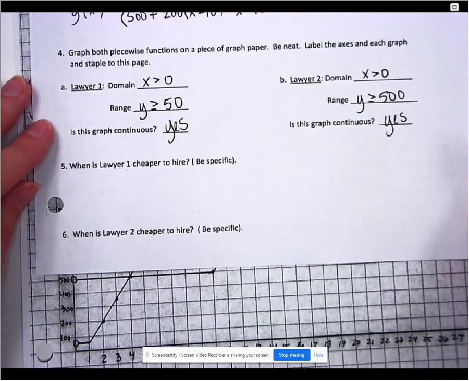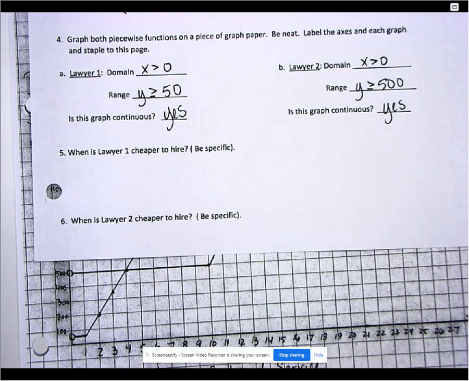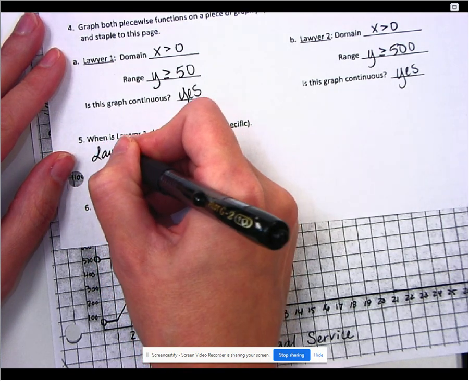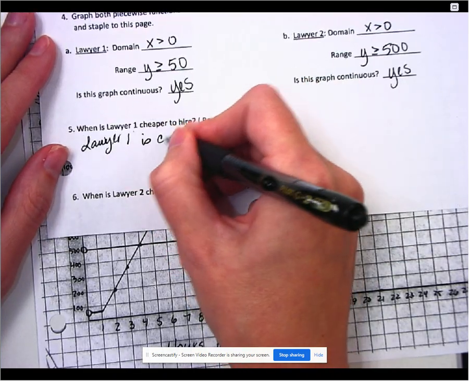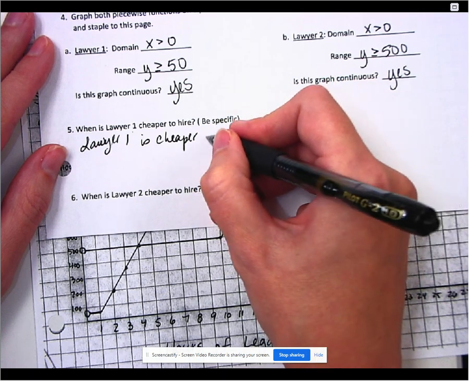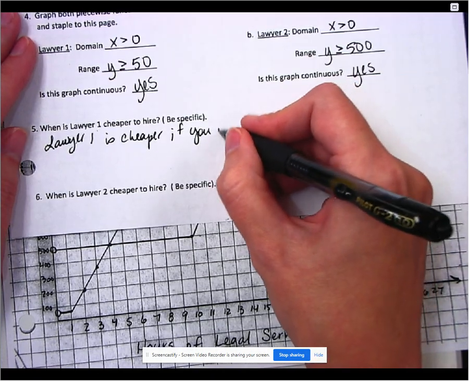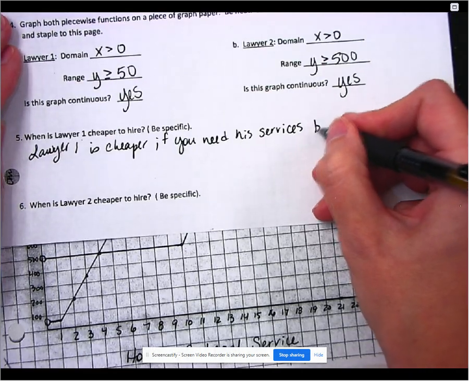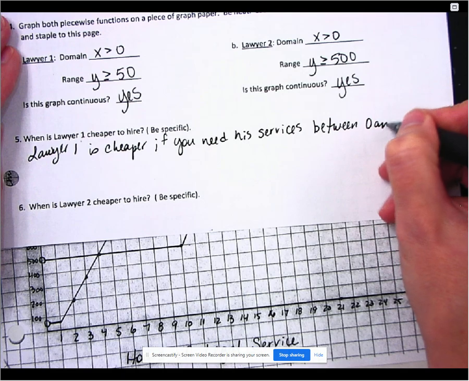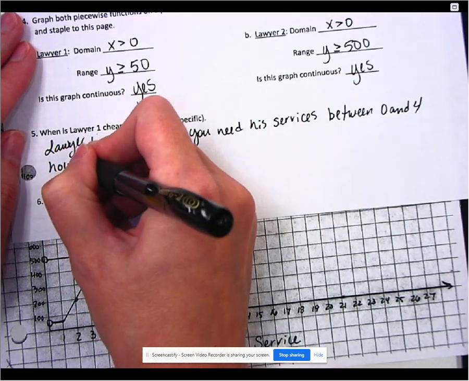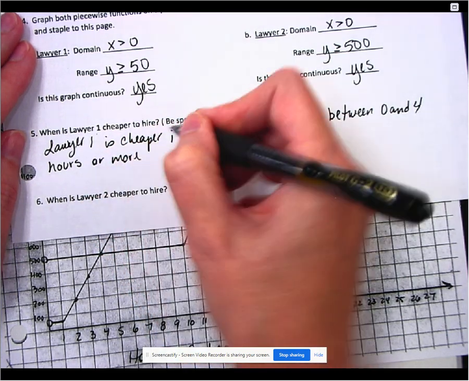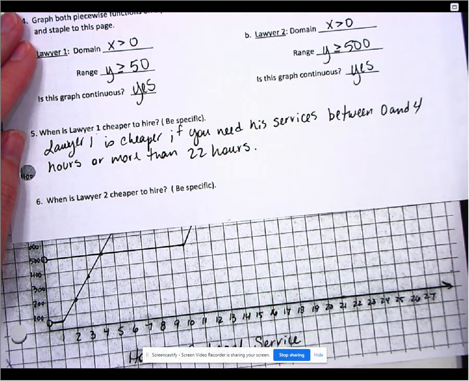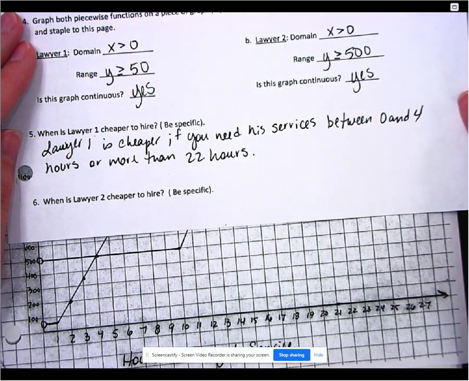All right. So you would write this out in words specifically. You don't just write some random numbers. You need to explain it. So I would want you guys to write something like lawyer 1 is cheaper if you need his services between 0 and 4 hours or more than 22 hours. All right, so that's why it's important you find where the graphs cross twice.